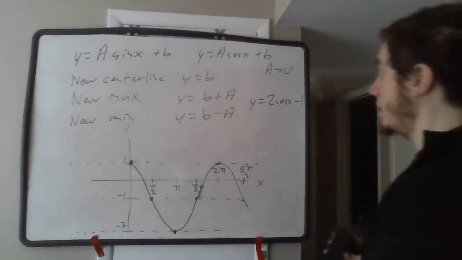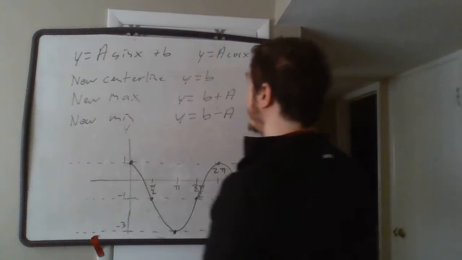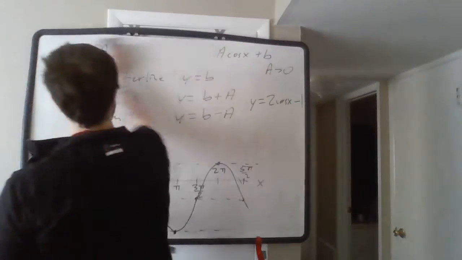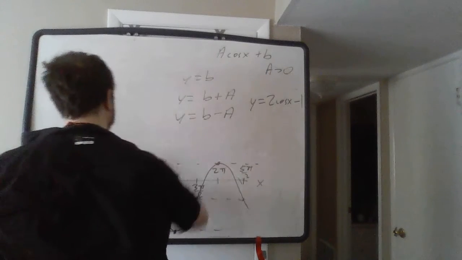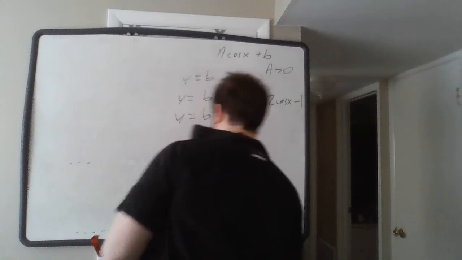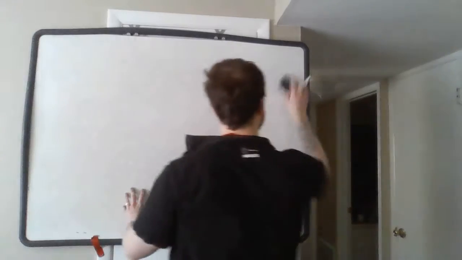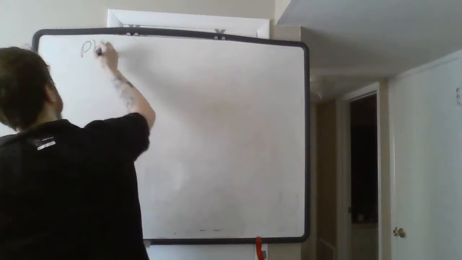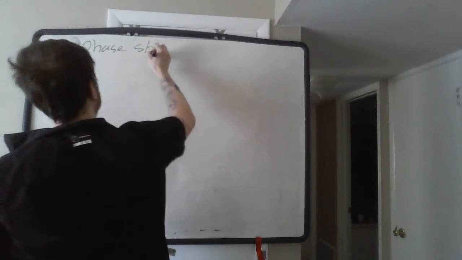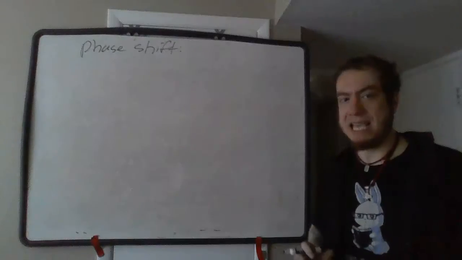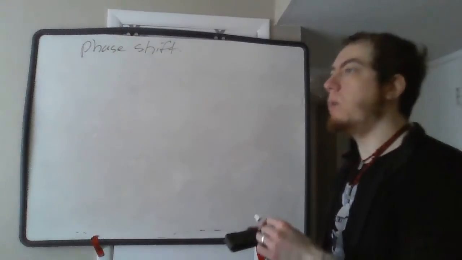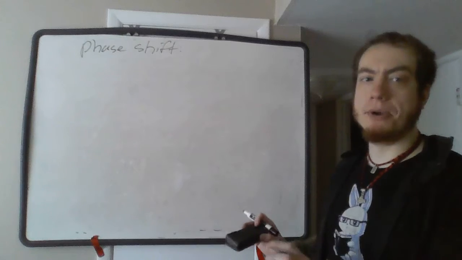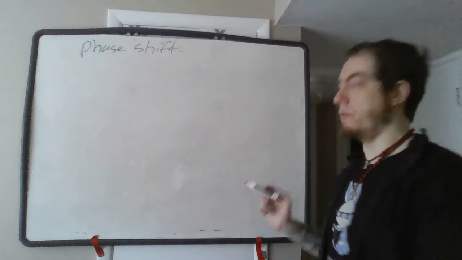Now, the most complicated kind of change that we can make to these types of graphs is what is known as a phase shift. So let me tell you what a phase shift is. This is what's going to happen when the start of the period itself gets moved.